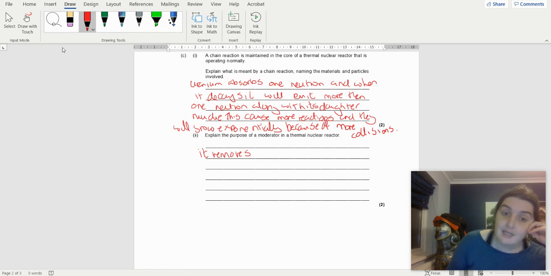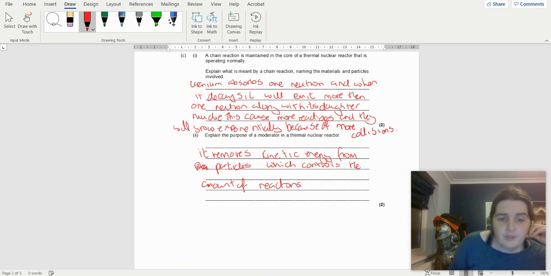The moderator removes kinetic energy from the particles, which controls the amount of reactions.